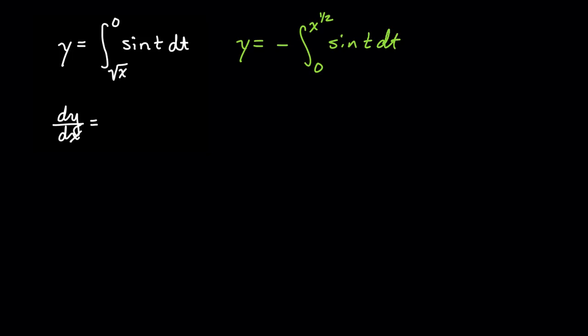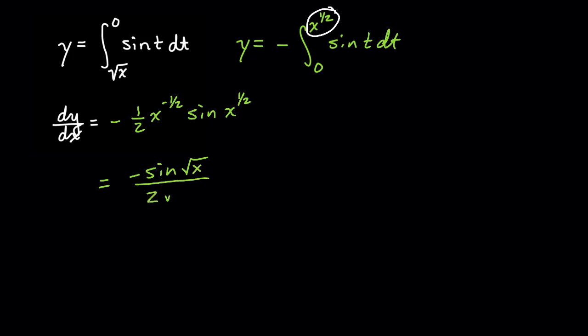And now we can find the derivative, which will be negative. Now we need to take the derivative of this, which will be 1/2 x to the -1/2. And then we can plug that x to the 1/2 into t. And a simplified version of this would be negative sine square root of x over 2 square root of x.